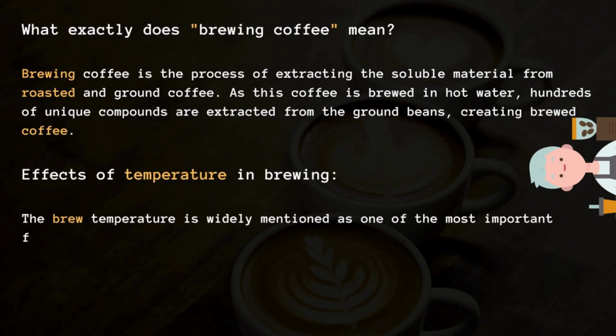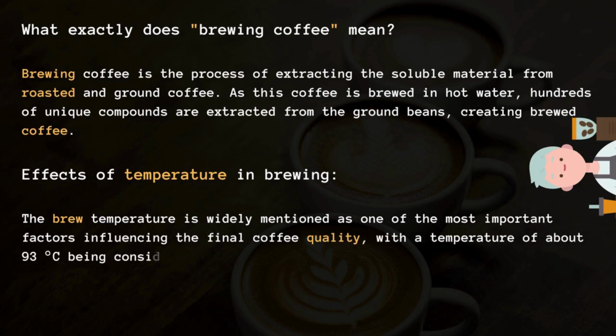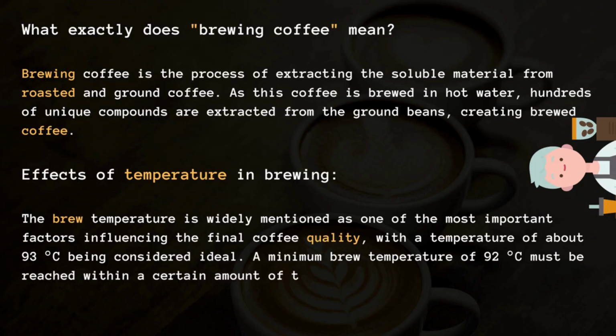Effects of temperature in brewing. The brew temperature is widely mentioned as one of the most important factors influencing the final coffee quality, with a temperature of about 93 degrees Celsius being considered ideal. A minimum brew temperature of 92 degrees Celsius must be reached within a certain amount of time for drip brewers to pass certification.